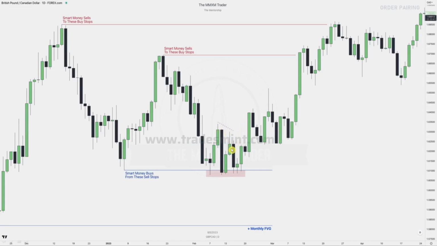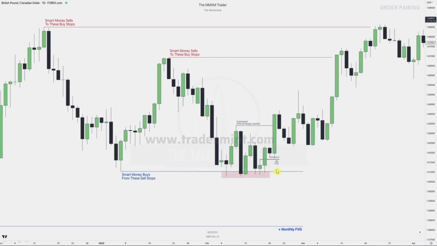They're retracing back down lower, right? So this retracement is an opportunity to get into the marketplace and aim for this external range liquidity. How do we get in? We wait for the sell stops to be accumulated for long orders for smart money. Then we have that external range liquidity over here with that failure swing, remember.